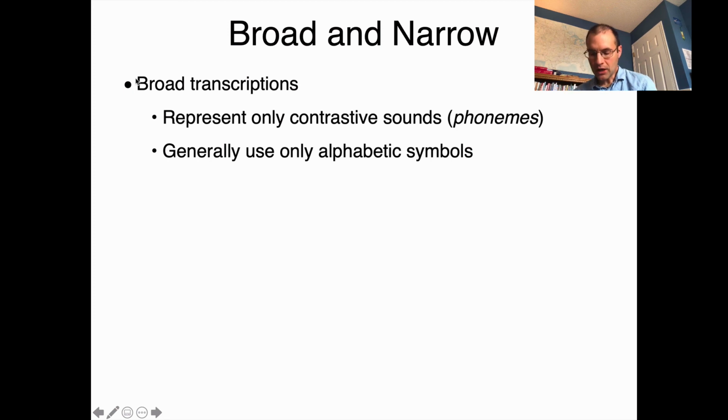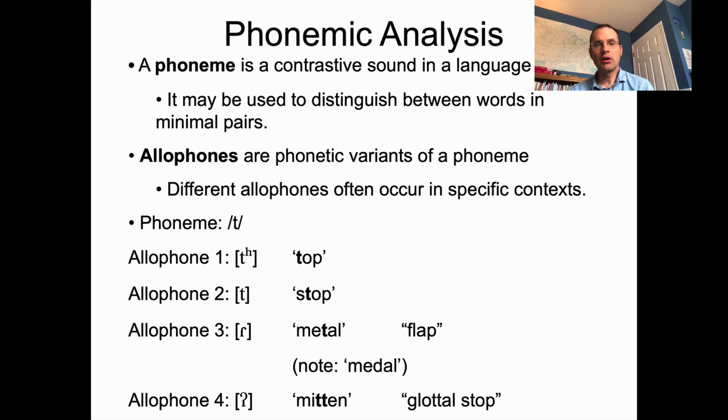Okay, with that in mind, when we talk about transcription in English or any language, you can talk about how transcriptions work at two different levels. At one level, you have what are called broad transcriptions that represent only contrastive sounds, or phonemes. They are generally only going to use alphabetic symbols, like T, as we saw in the previous examples. For all of these allophones, if we were going to write out a broad transcription of these words, they would all use a T and slashes as their phonemic representation.